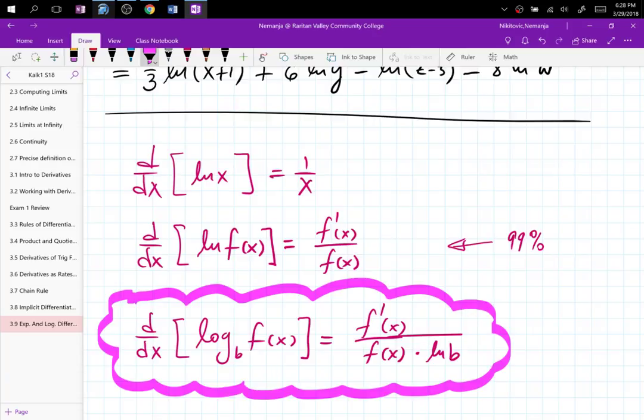So now let's take some basic derivatives so that we can talk about the coolest one.